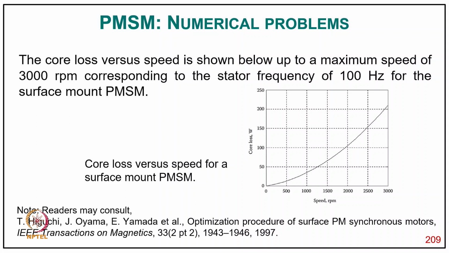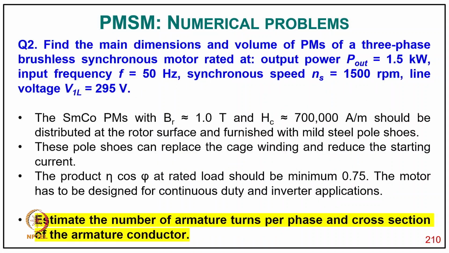So the core loss versus speed is shown here for a maximum speed of 3000 rpm, corresponding to the hysteresis frequency of 100 Hz for the surface mounted PMSM. You can see the core loss. Note this typically comes from the reference.